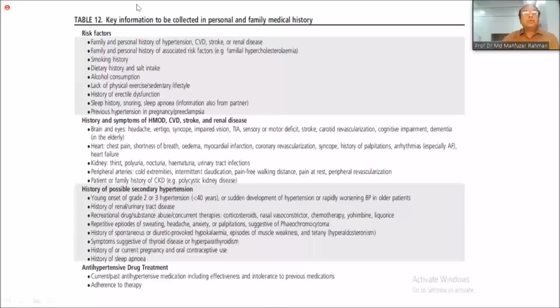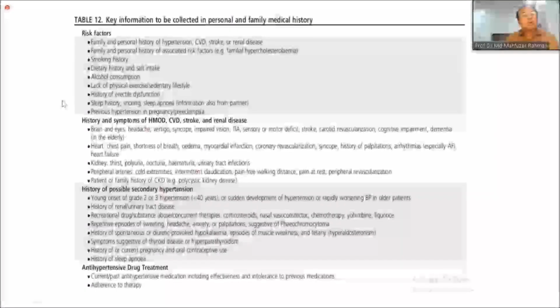Key information to be collected in the personal, family, and medical history of a hypertensive patient. You may be asked in the exam to make a checklist regarding these slides. Risk factors like family and personal history of hypertension, cardiovascular disease, stroke, or renal disease.